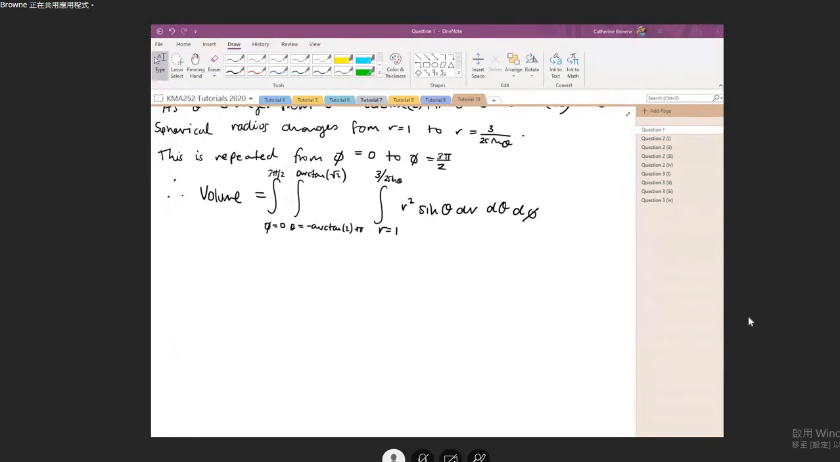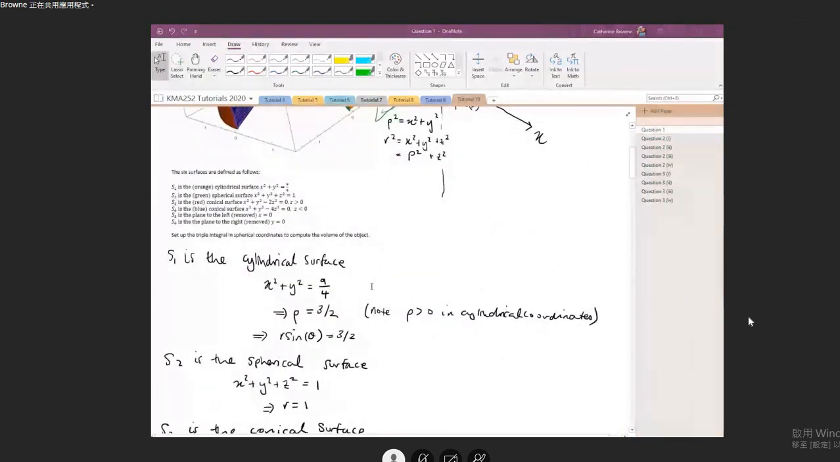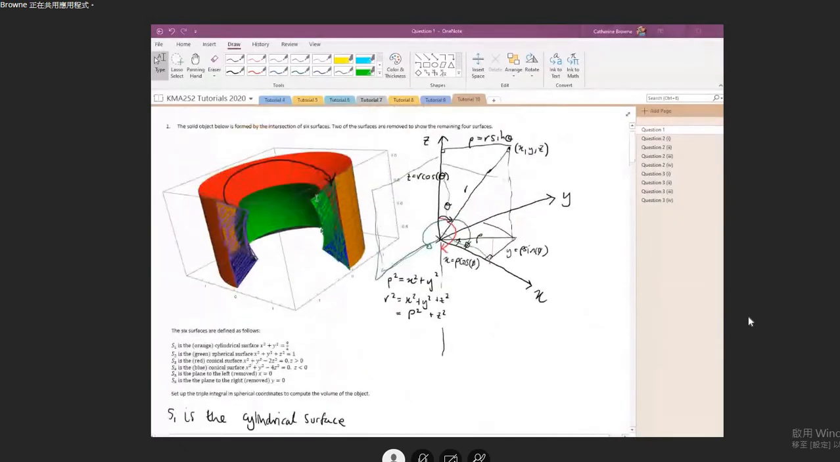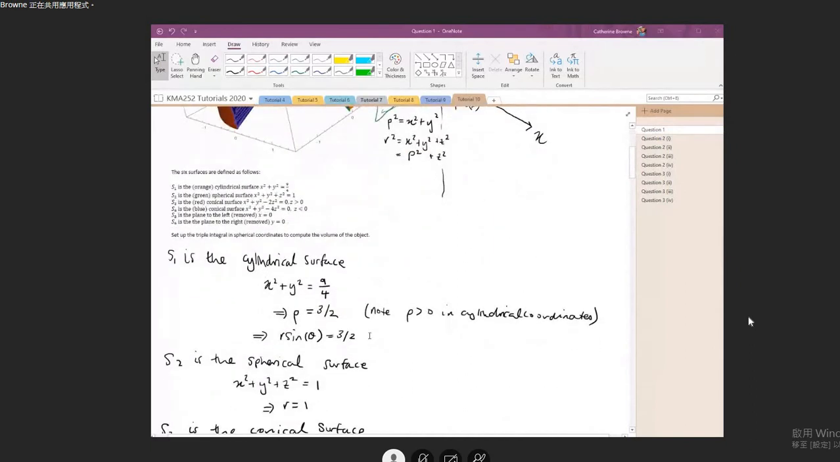And then the question doesn't ask you to evaluate the integral, but you can. You can do that and you can find the volume of the integral. If I have time, I doubt I will, I would go through that. But I think we should move on. So surface 1 in my case was this orange surface, and it's a cylindrical surface there. Does anyone have any other questions about that one? Otherwise, I'm going to move on to question 2.